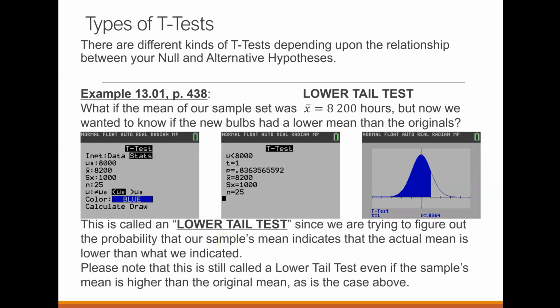We call this version the lower tail test, since we're trying to figure out the probability that our sample mean indicates the actual mean is lower than what we think.